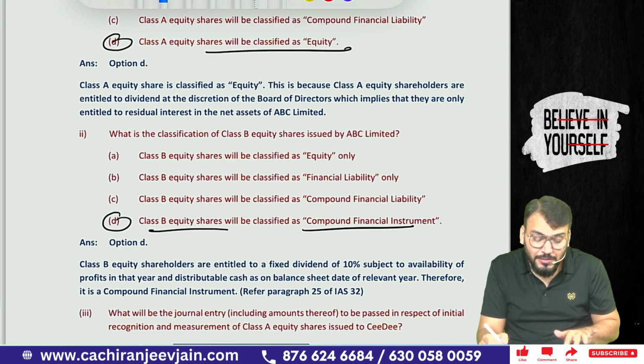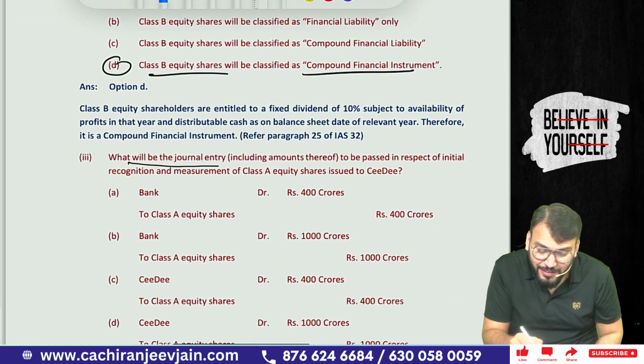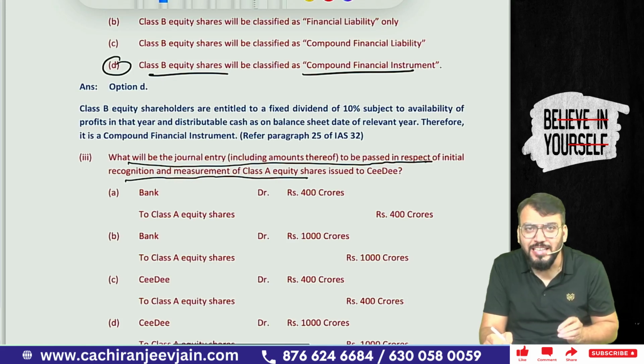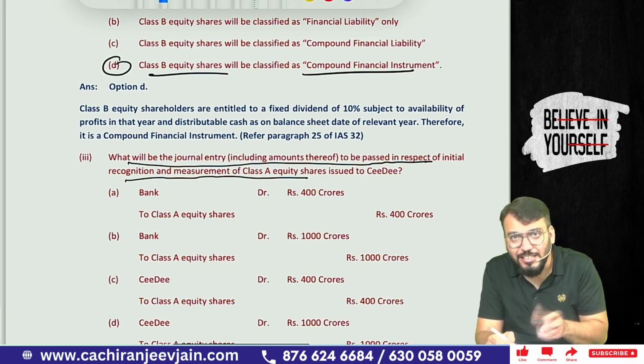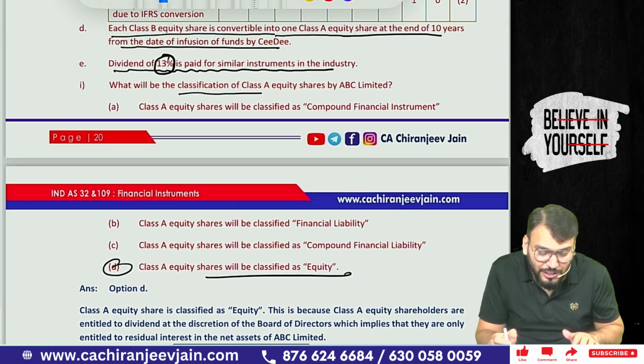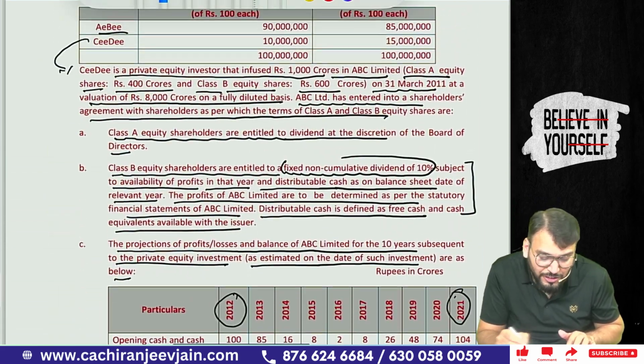Very easy. Now they have asked what will be the journal entry, including the amount, to be passed in respect of initial recognition and measurement of Class A equity shares. Very easy. It is bank account debit to equity. And you can see for Class A, the amount they have invested is 400 crore.